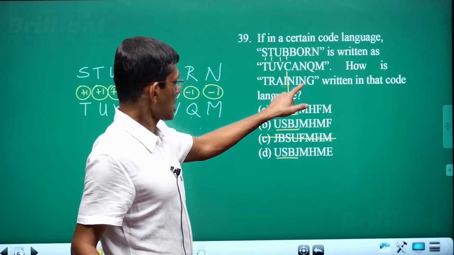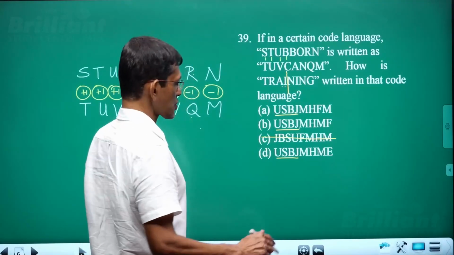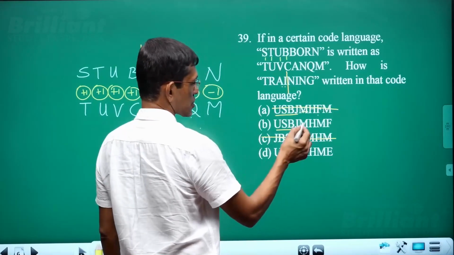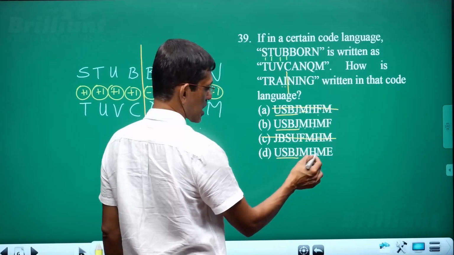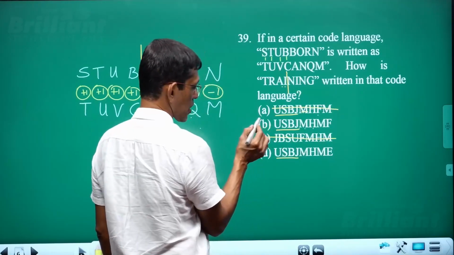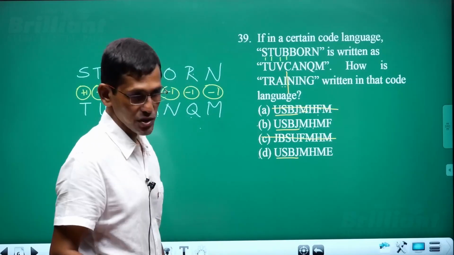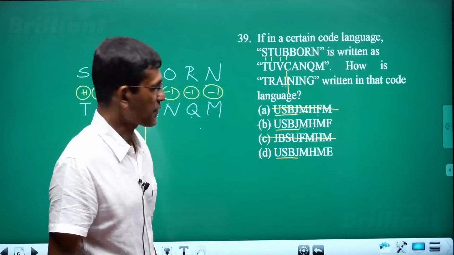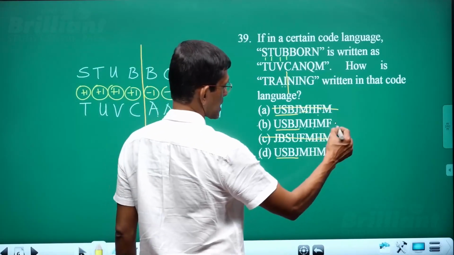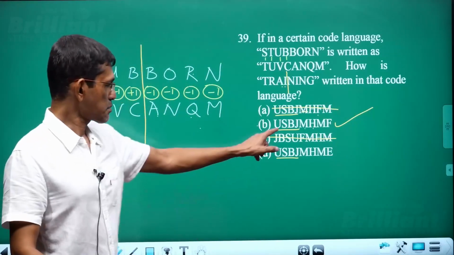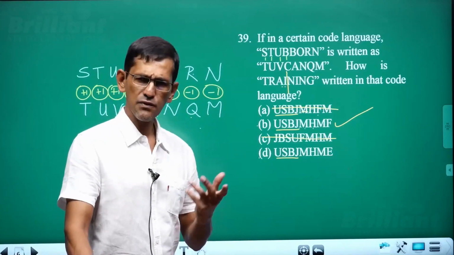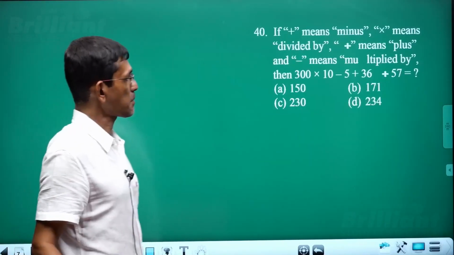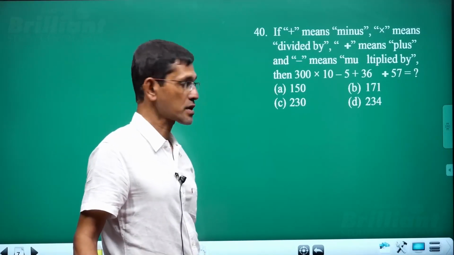The next one is again M. So MHM. This one is not MHM, this is MHF, so that's out. Here it's MHM, and here it's MHM as well. So now the competition is between B and D. The last letter is going to be G minus 1, which is F. So USBJMHMF. Straightforward question, not that complicated. So we are done with it. Number 40. If plus means minus, so these are what?